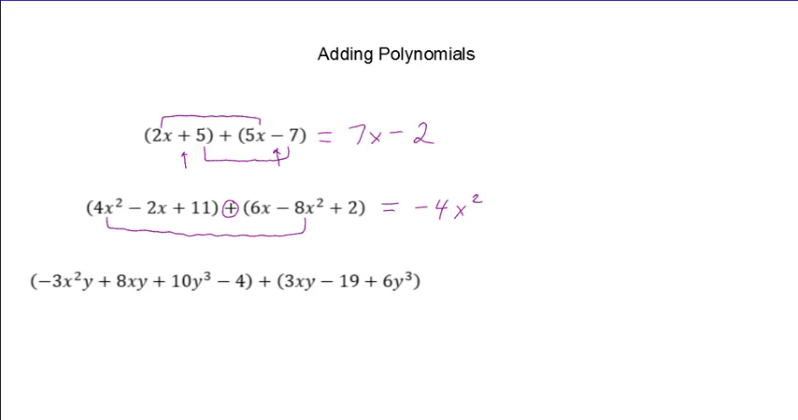And just a quick review of like terms. When you are combining your like terms, you do nothing to the variable part. The x squared is going to stay x squared. You do not add the powers. You only add the coefficients.